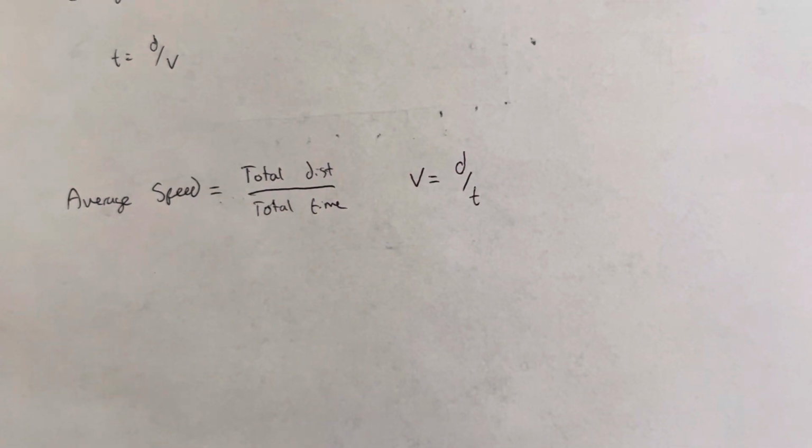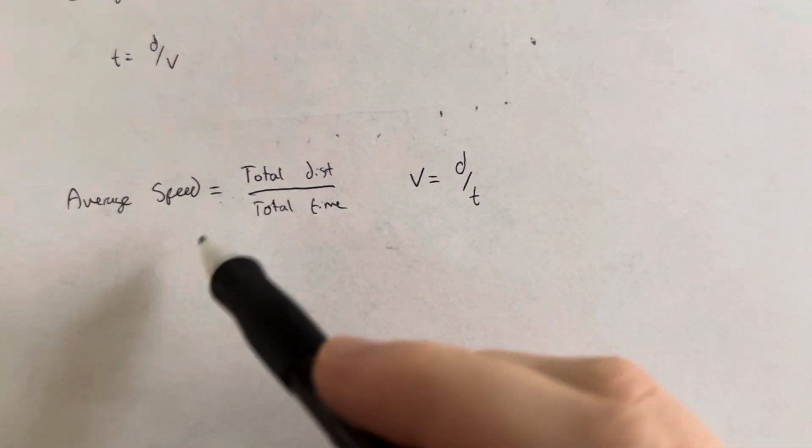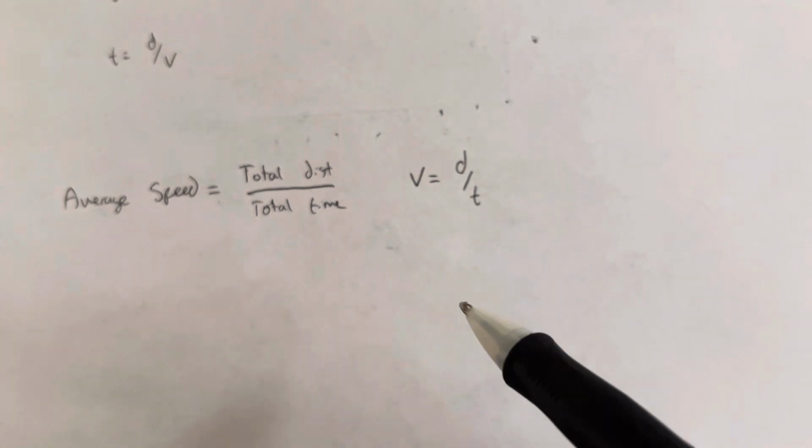Question 7 says we've got a car going 50 kilometers an hour for 10 kilometers, and then it travels 20 kilometers an hour, so it goes a lot slower for an additional 10 kilometers. We want to find the average speed of the car. So remember that average speed is total distance over total time.